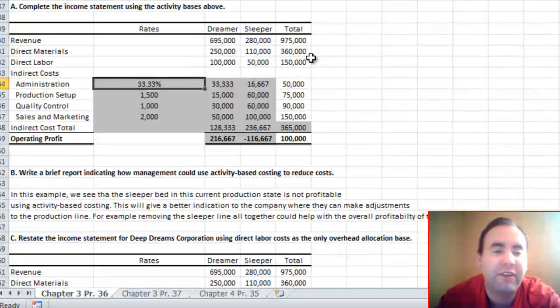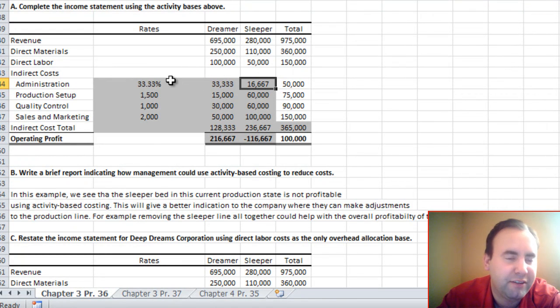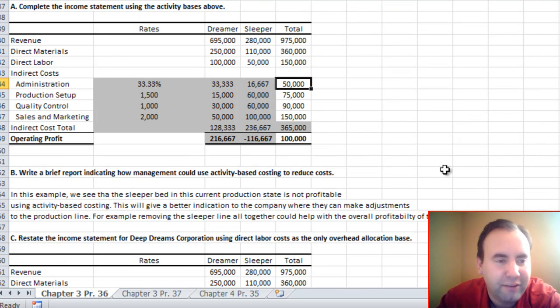From there, we take that 33% and apply it to the Dreamer and Sleeper. We'll take 33% of that 100,000, which is equal to 33,000 there. Then we take 33% of the 50,000, giving us $16,667, repeating, respectively, for a grand total of 50,000 here.